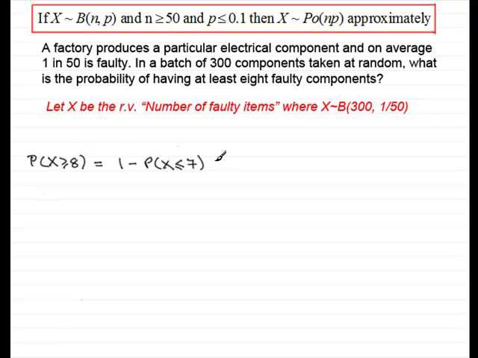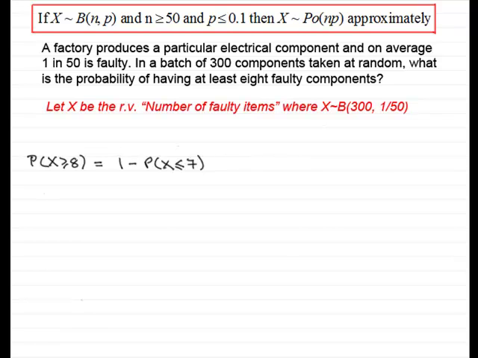Now, to work this out, we would need to do a very lengthy calculation, unless you are lucky enough to have a calculator, for instance, that could do the binomial probabilities for x less than or equal to 7. It's unlikely that you would have a set of tables where n was 300 and it gave you the cumulative probability for x being less than or equal to 7.